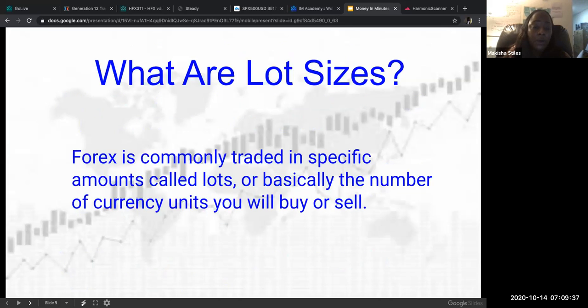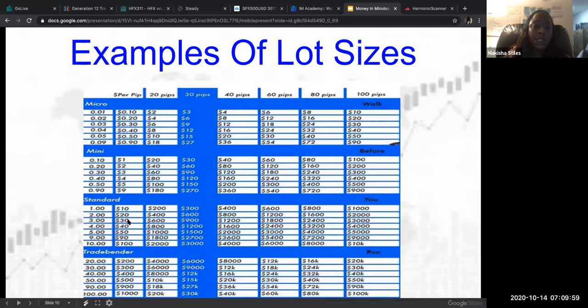Okay, keep going. What is a lot size? Like it says in Forex, it's commonly traded in specific amounts called lot sizes, basically the number of currency units you will buy or sell. With lot sizes, we have 3 sizes. These are examples, but we use the micro size, the mini size, and the standard.